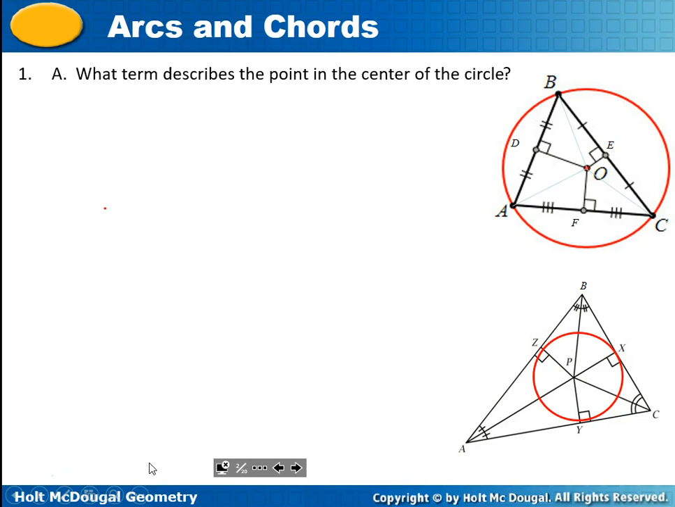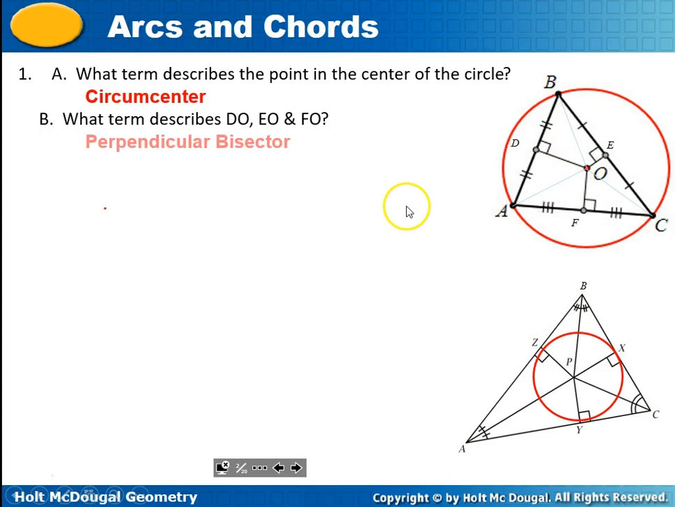This circle is circumscribing the triangle, so it is the circumcenter. Our next question is what term describes DO, EO, and FO? So we're talking about DO here, EO here, and FO here. You should notice some right angles, which tells us it's perpendicular. You should notice tick marks here, which shows us that BA is being bisected by DO. So that's a perpendicular bisector.